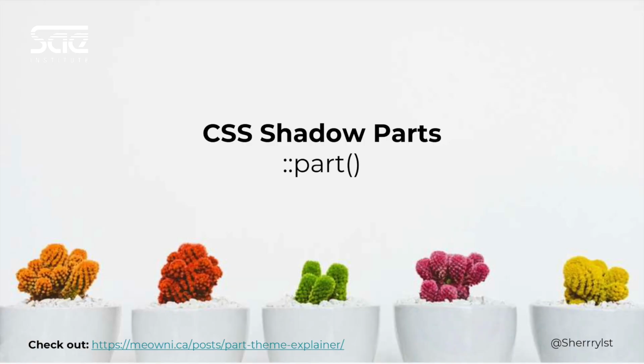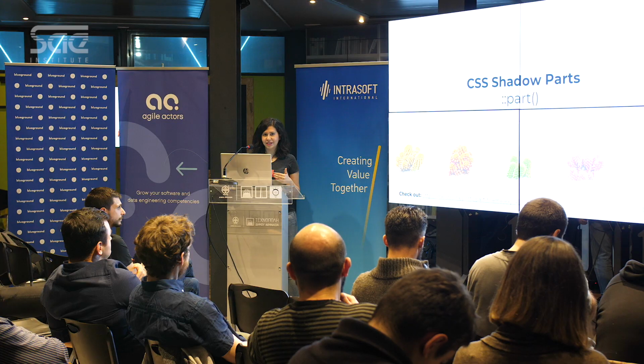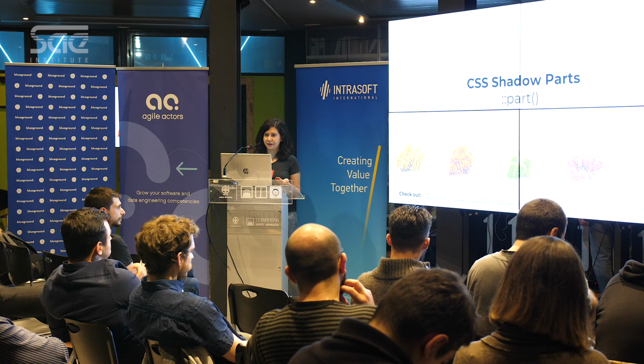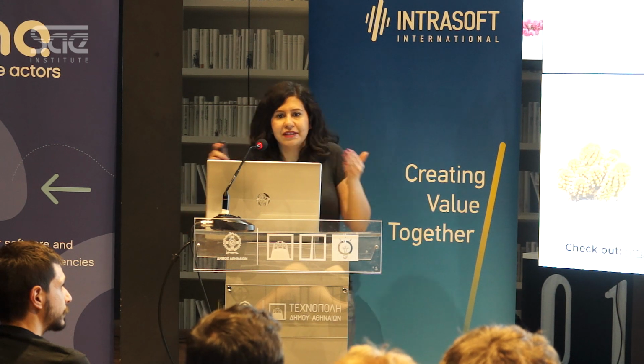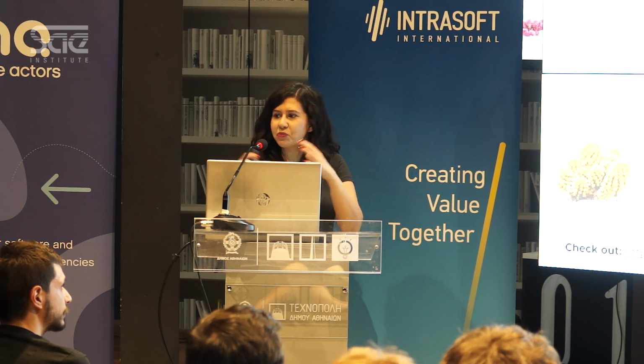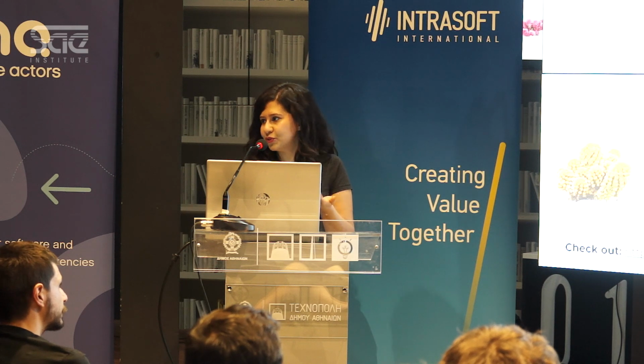And the last part is the shadow part. Remember that I talked about custom CSS properties? Imagine that you have a component that's going to have 20 of those custom CSS properties. It's going to be really difficult to handle, to have, for example, one CSS variable for this, one CSS variable for that. If it is more than a couple of them, it's not going to be so useful.